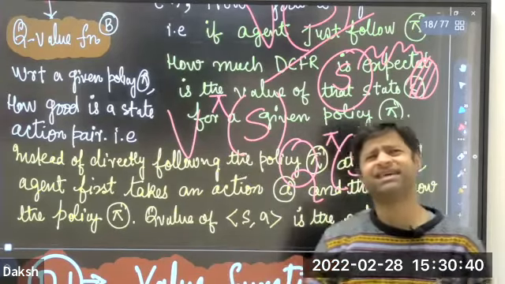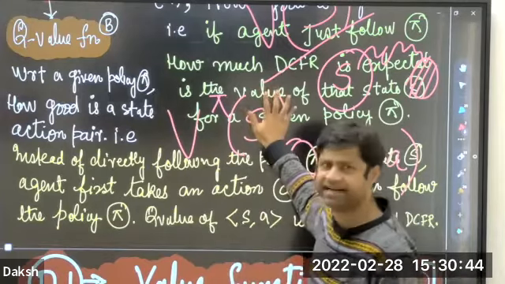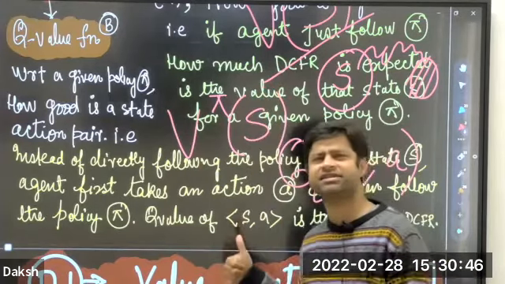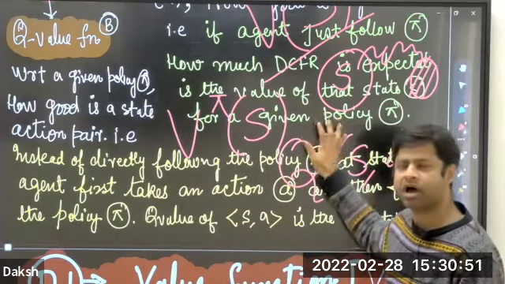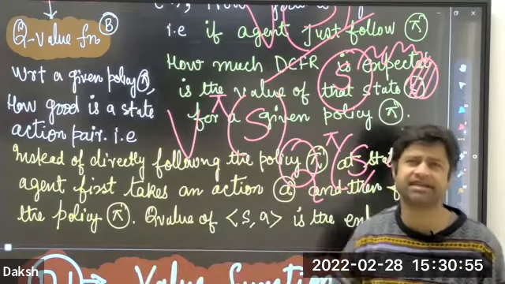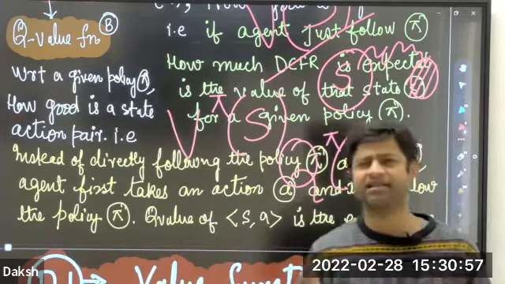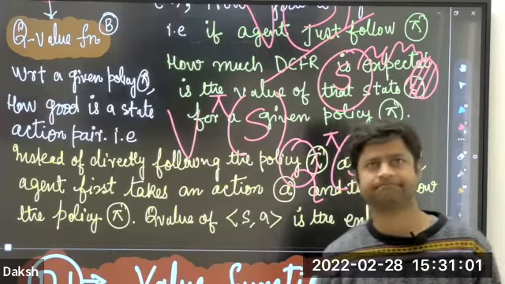V pi s is saying how good, given this pi, my state s is. Q function is saying, given a pi, how good action a is with respect to this state. So if I take this action at this state, how much can I achieve. Okay.